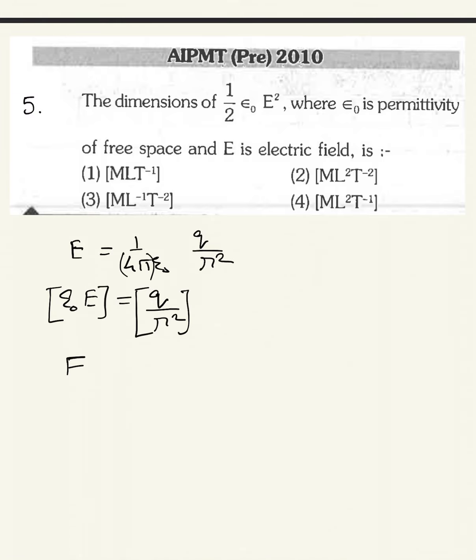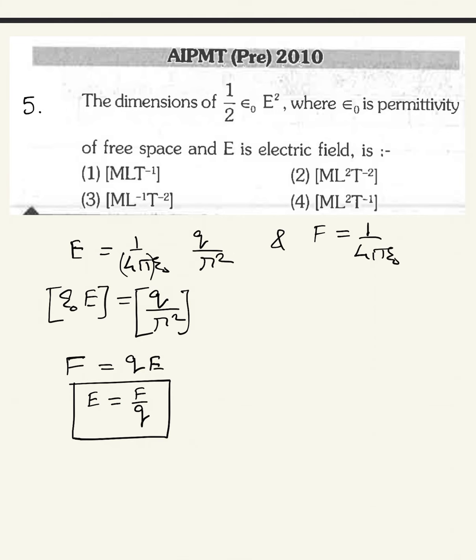Also, you must know this force can be written as q into E. Force can be written as q into E. So E is actually force per unit charge, F by q. If you remember this formula, then it is really easy. Or if you don't know, then also F is equal to 1 by 4 pi epsilon naught q1 q2 by r square.